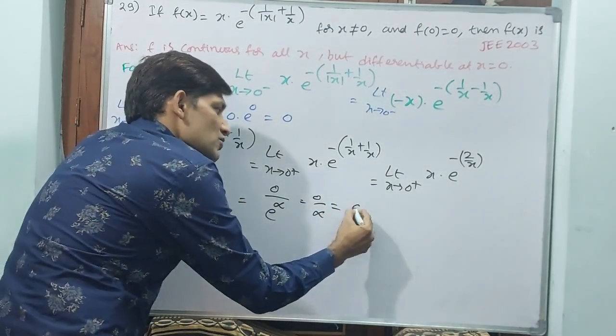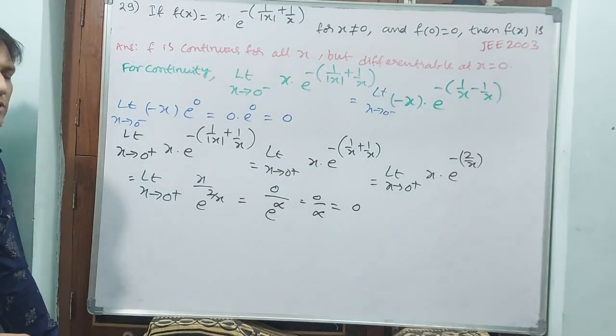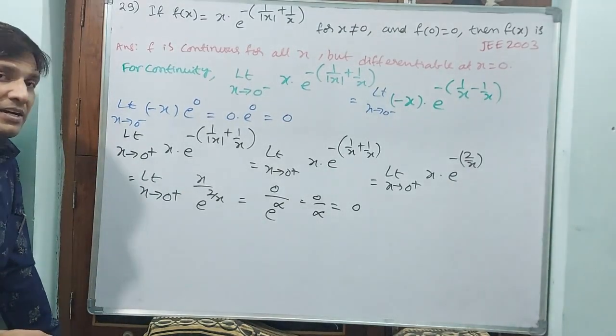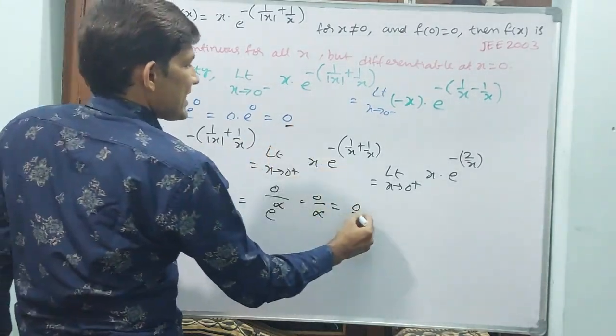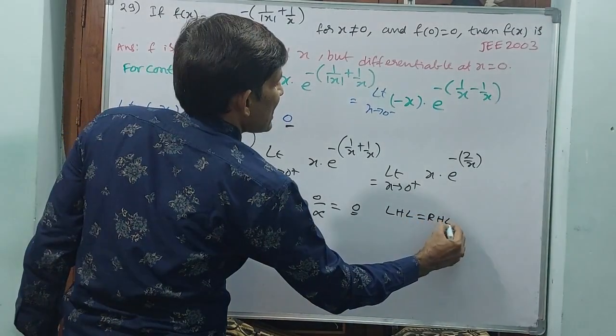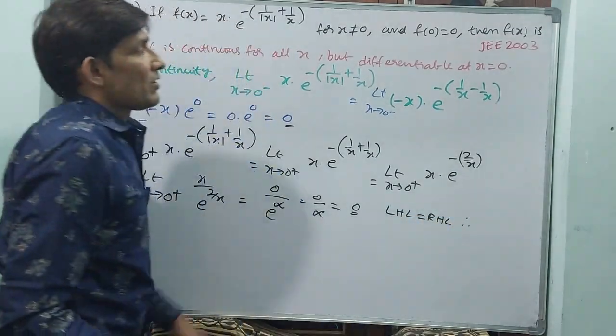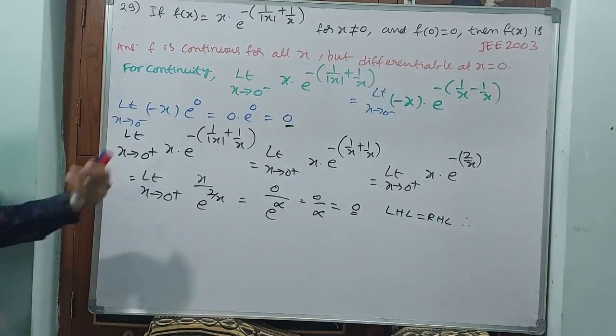0 by infinity means 0 only, not infinity. 1 by 0 is infinity, or something by 0 is infinity. Okay? Now at 0, you tell me, left hand limit, right hand limit, LHL equal to RHL. Therefore, the function is continuous at x equal to 0, for all values.